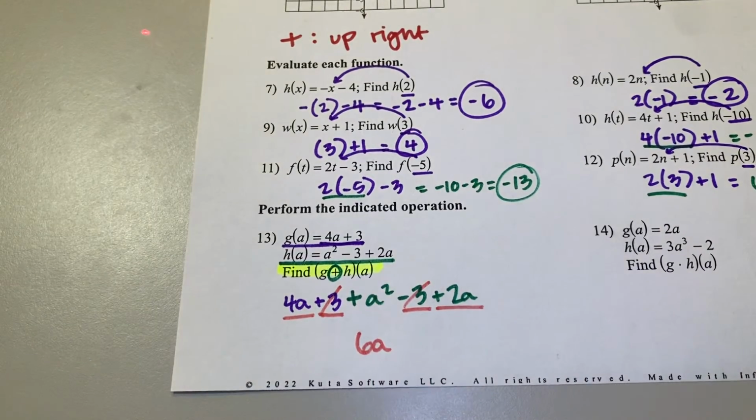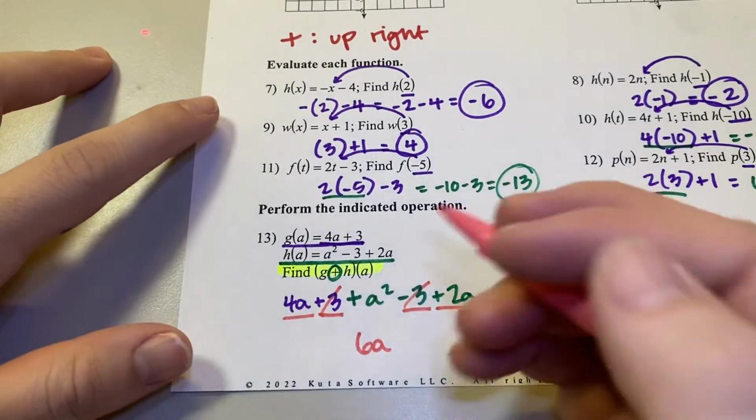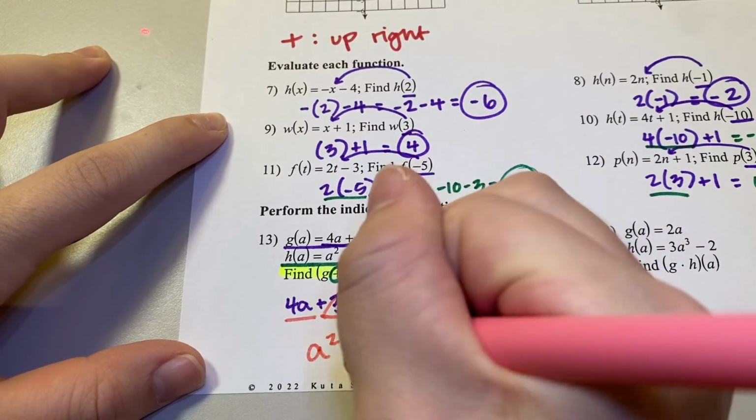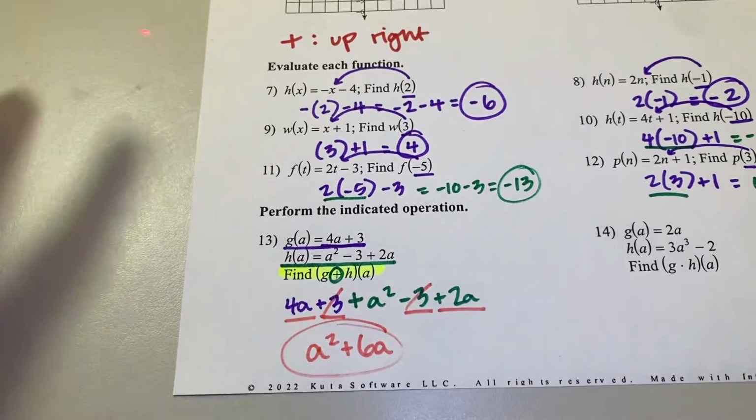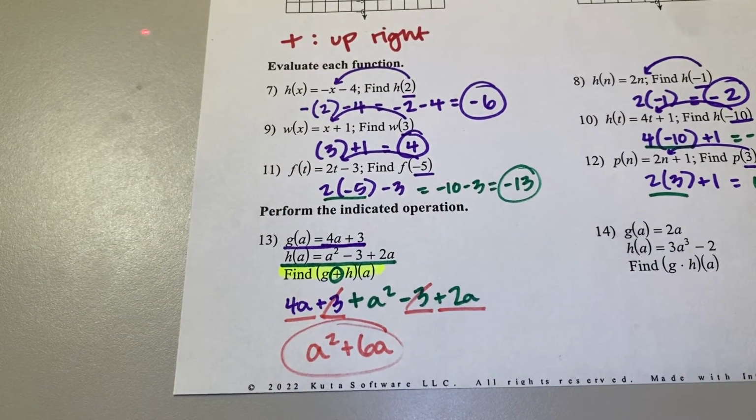Can I combine A squared with anything? Nope. So I'm just going to put it in front because technically it wants the bigger guy first. A squared plus 6A. And guess what? We just added those 2 functions together. That's what we get. Okay, kind of weird. Just added them, combined like terms.